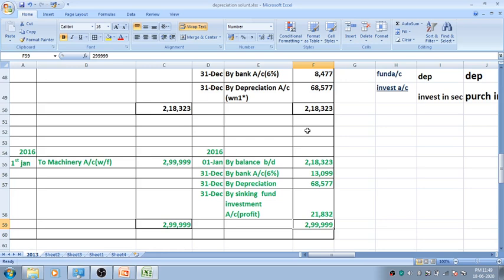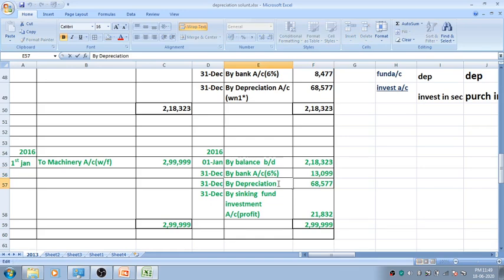When you receive the interest, investment amount, interest is calculated as usual on the opening balance, 2,18,323, you take 6%. So it comes to 13,099. The method of calculating interest remains the same. On the opening balance, just calculate 6%.